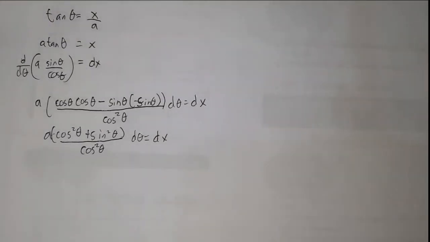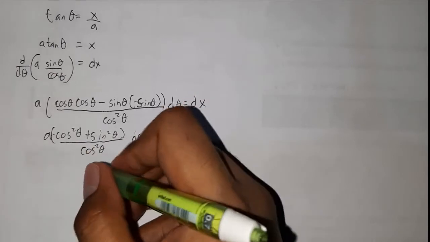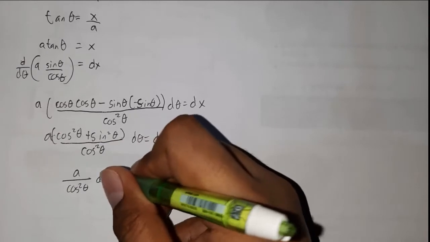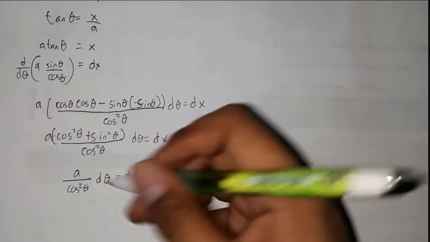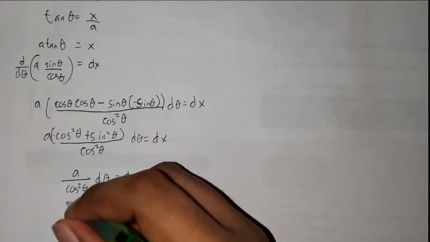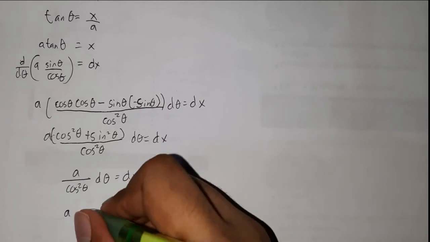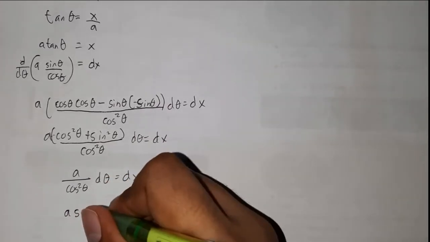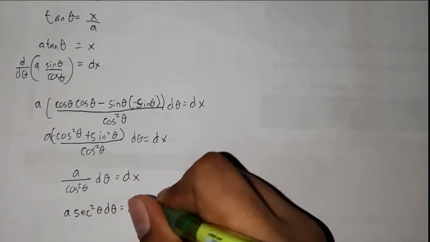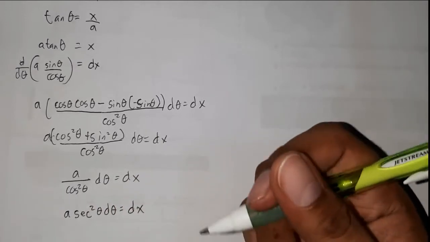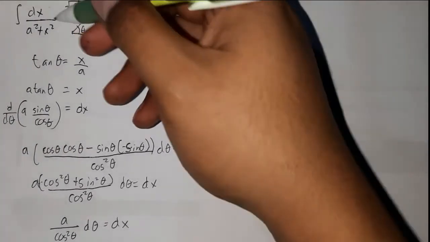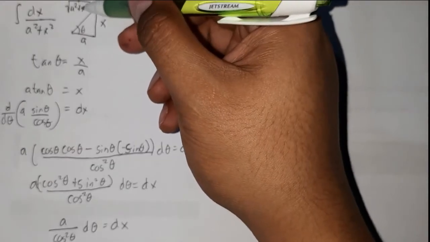Okay. Yan. So, ito, 1 lang naman yan. So, a over cosine squared theta d theta equals dx. Or yung mas simpleng form, a, ang cosine ay, or 1 over cosine is just secant. Okay. So, secant squared theta. Okay. Tapos, nasolve na natin sa dx. Ang isa pa natin ay ito.